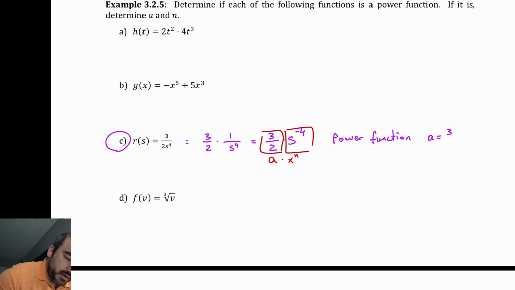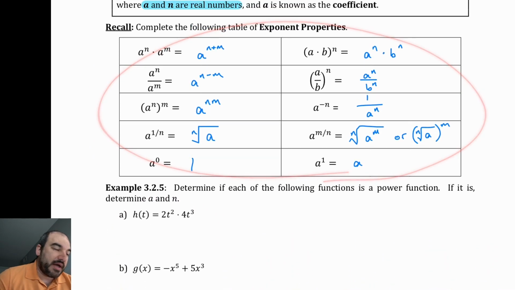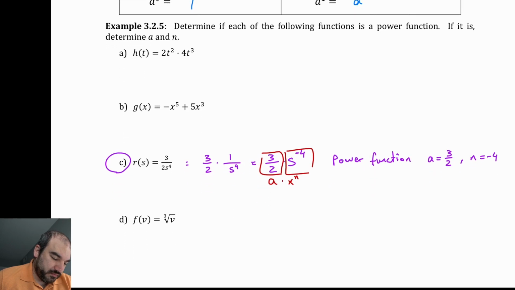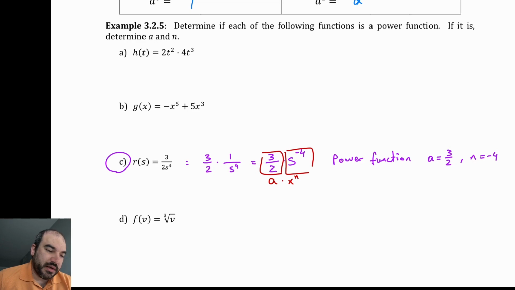So a will be 3 over 2, and n is negative 4. Right? As long as you can identify what the a is, the coefficient, and what the n is, the exponent, then you have a power function. So for these problems, you may have to do some manipulation before you can identify what the a and n is. And the manipulation you do will be using the exponent properties. Any questions on that?